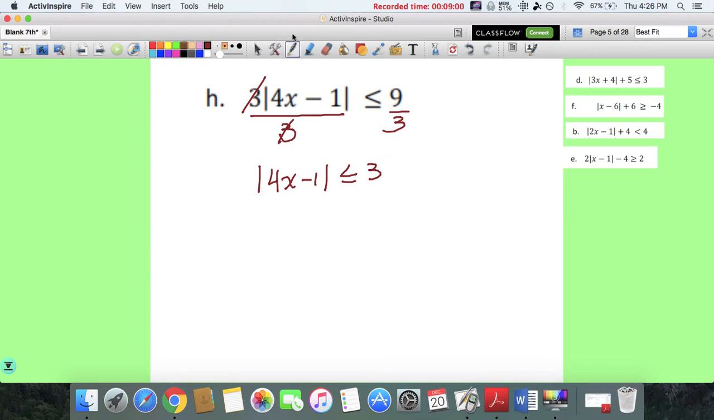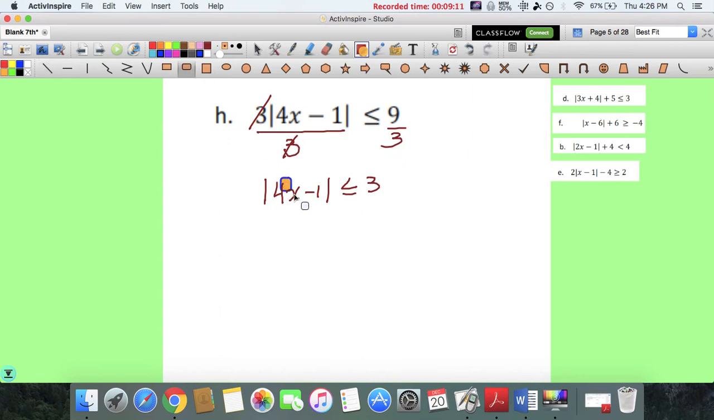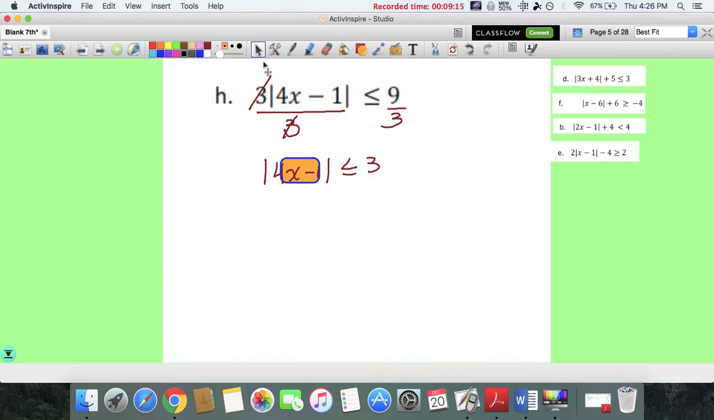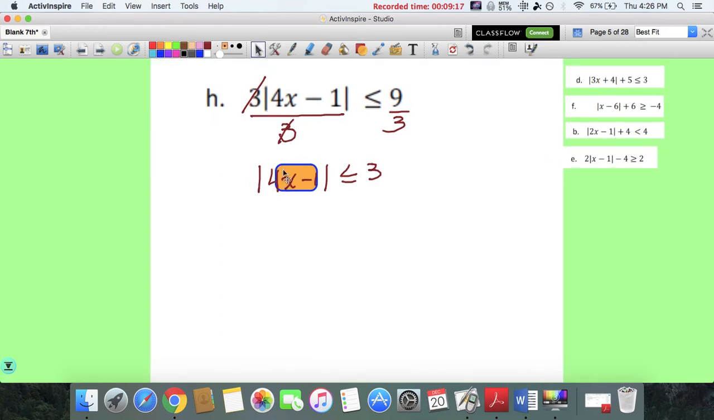Now I want you to stop here and just think for a second what this means. So ignore what's in here. Okay, I might even just hide that. So I don't want you to focus on what's inside, but focus on the absolute value. Think of all the numbers that you can take the absolute value so that it's less than 3. So draw a number line.